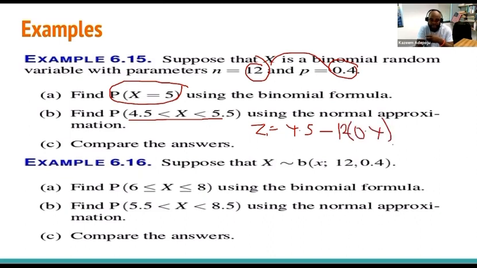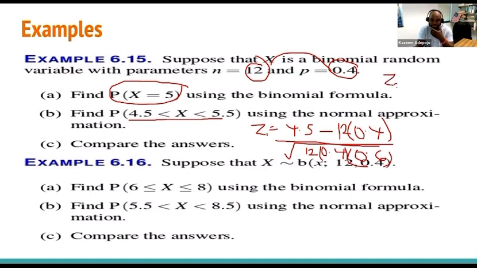Then divided by the square root of n p (1 minus p). What is your p? 0.4. What is 1 minus p? 0.6. Don't forget you're going to multiply all of that. With that, you're going to get a Z1. Then you're going to do the same to get a Z2.